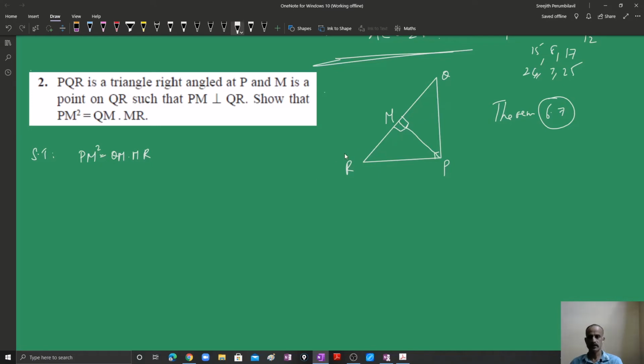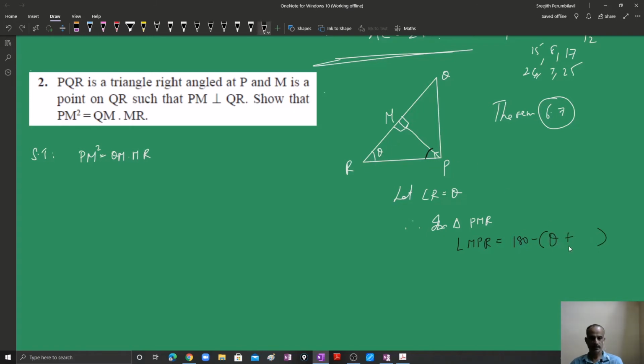These two triangles are similar, but we'll just show that. We'll take this as theta. Let angle R be equal to theta. Therefore, in triangle PMR, what is the smaller angle? Let us find the smaller angle. The smaller angle, that is angle MPR, is equal to 180 minus the other two angles.